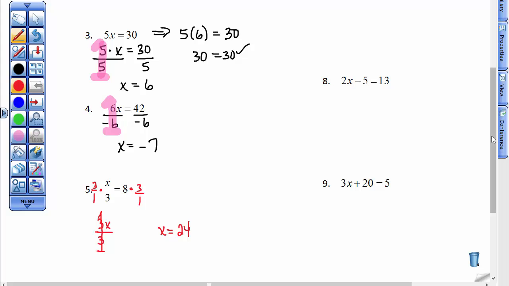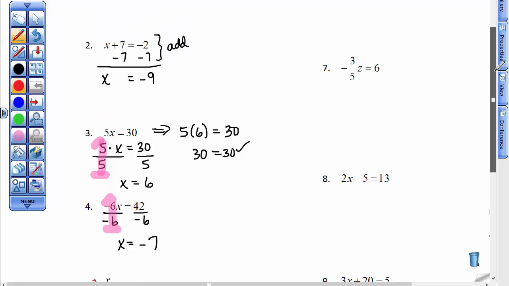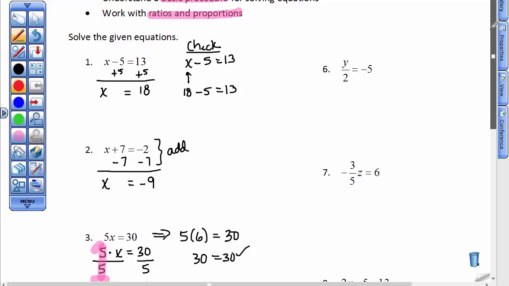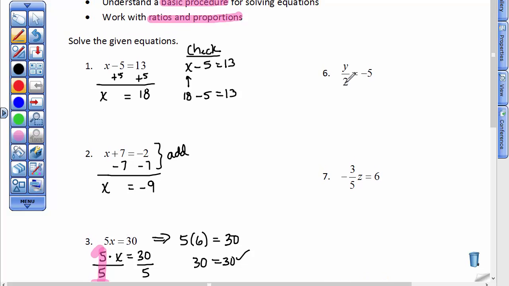So again, if the value that's in front of the variable, if you will call it that, in this case it's 1/2. 1/2 is in front of the variable. When I divide both sides by 1/2, it's like multiplying by 2. So I'm just going to multiply this by 2 and that by 2 to cross those off, and I have y equals a -10.